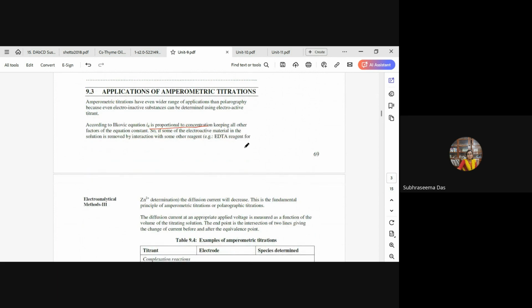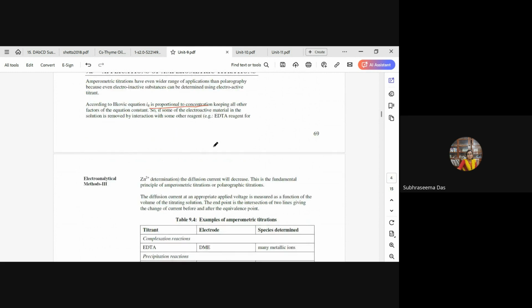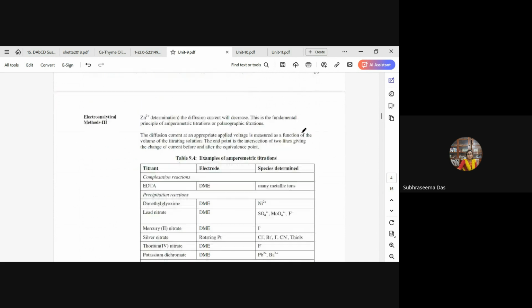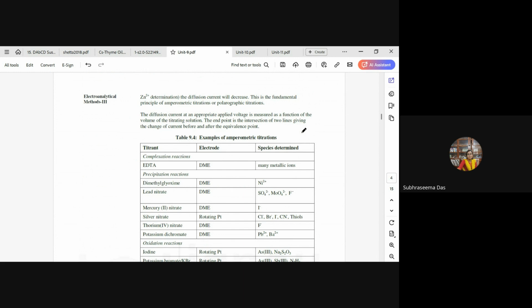So, if some of the electroactive material in the solution is removed by interaction with some other reagent, mostly EDTA, then the diffusion current decreases. This is the fundamental principle of amperometric titrations or polarographic titrations. The diffusion current at an appropriate applied voltage is measured as a function of the volume of the titrating solution. The end point is the intersection of the two lines, giving the change of the current before and after the equivalence point.